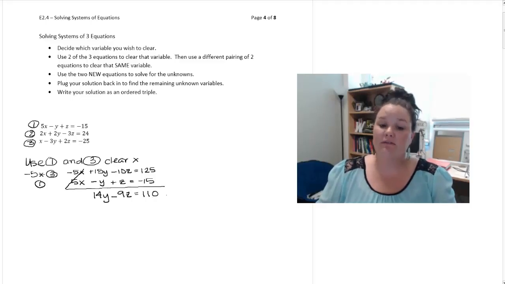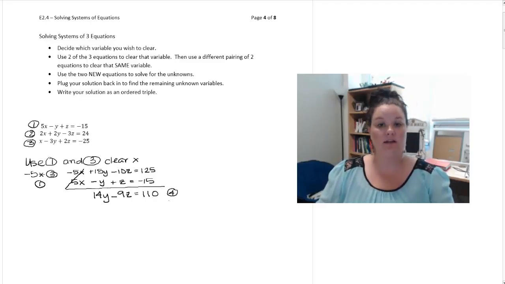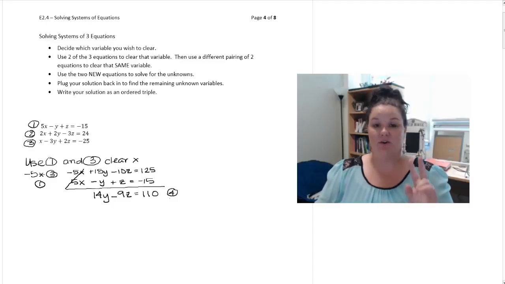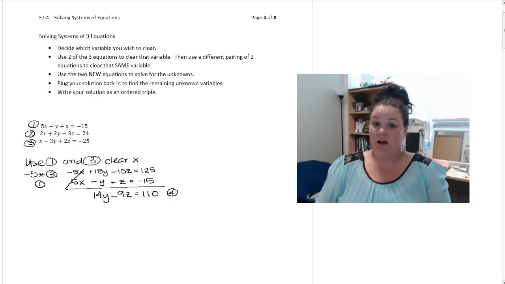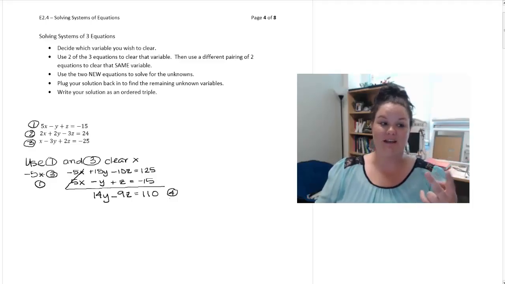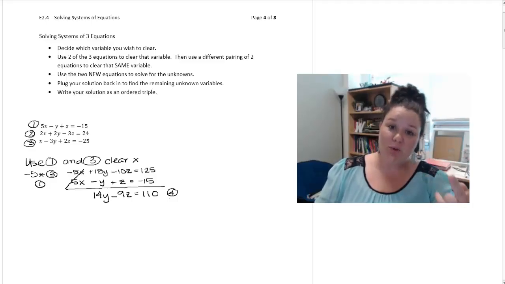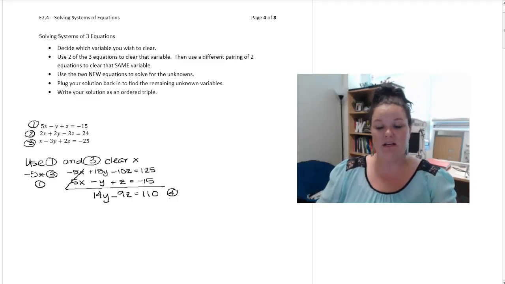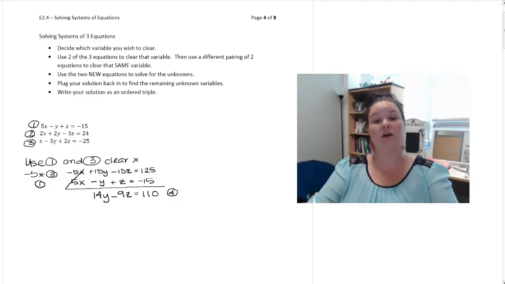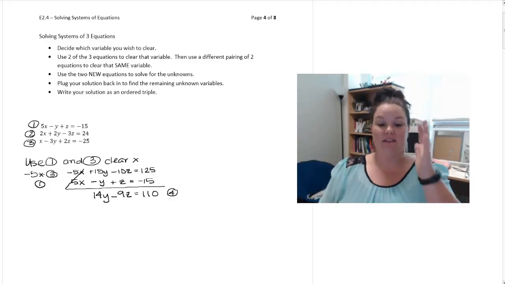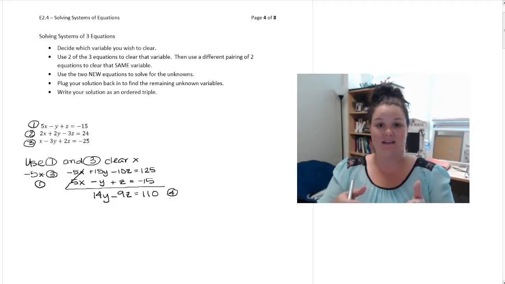Okay, so what I have created is now a fourth equation, okay, that only has y's and z's. So that's going to be a lot easier to solve because now I only have two unknowns. But if I have two unknowns, I need two equations to be able to solve it. So I've created one. What I need to do is create another equation that just has y's and just has z's so that I can use these two new ones to solve.